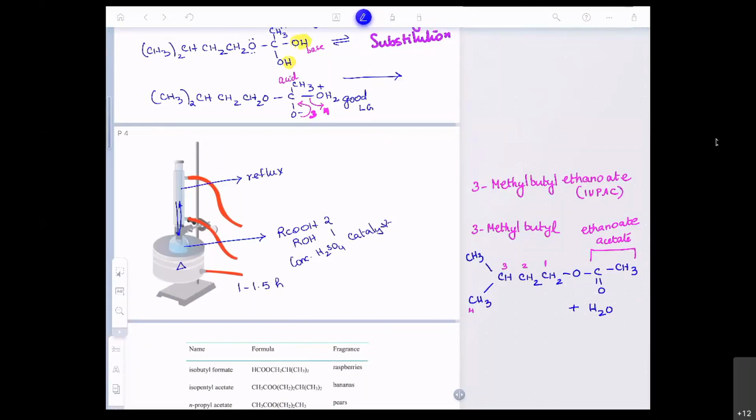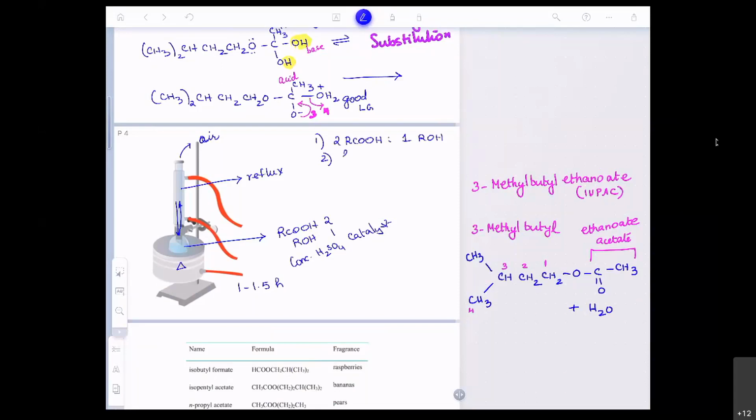So you're going to reflux this. You're going to leave this open to air. Otherwise, you will have an explosion. You cannot heat a closed system. But you're going to drive the equilibrium forward by using an excess amount of carboxylic acid, and removing water.